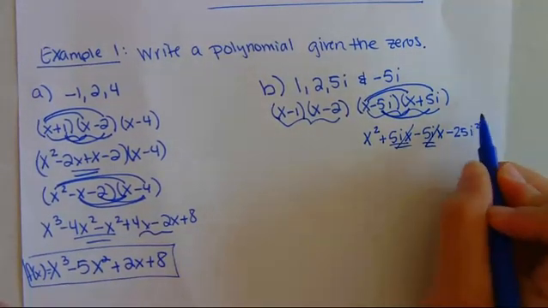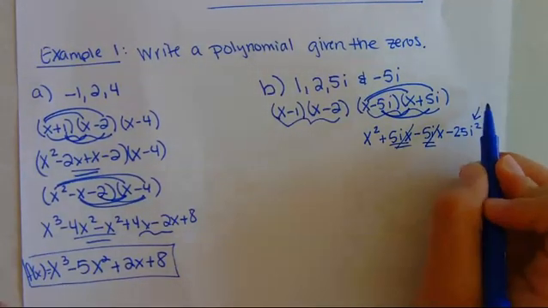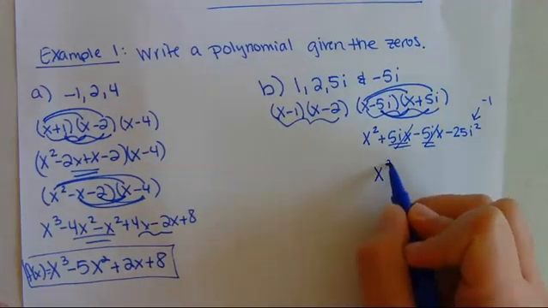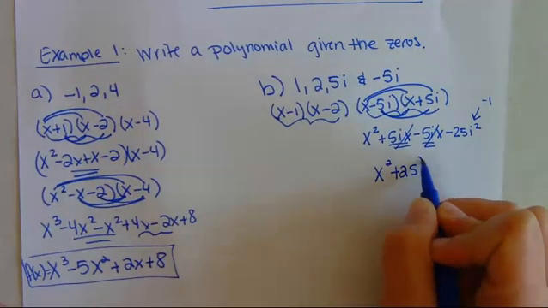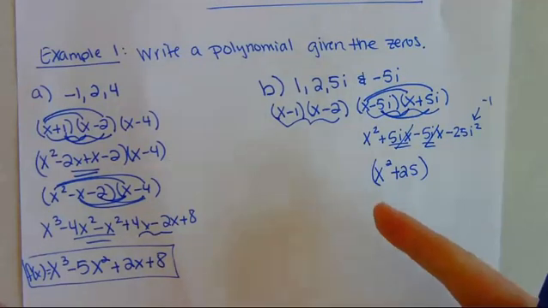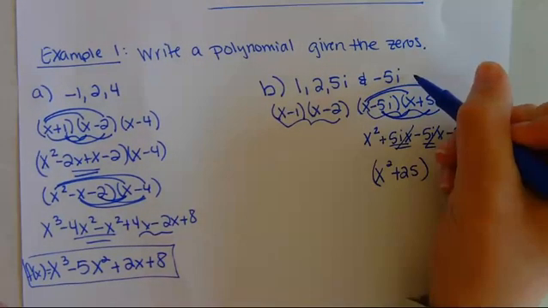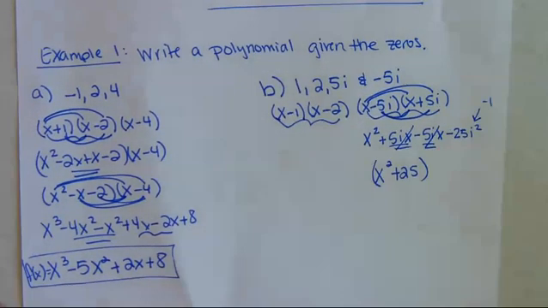Now, the second thing we have is this i squared. Remember that i squared is really negative 1. So this becomes x squared plus 25. Take a second and think about that, x squared plus 25. If I were to solve that, I would get plus or minus 5i. Try it if you don't believe me.